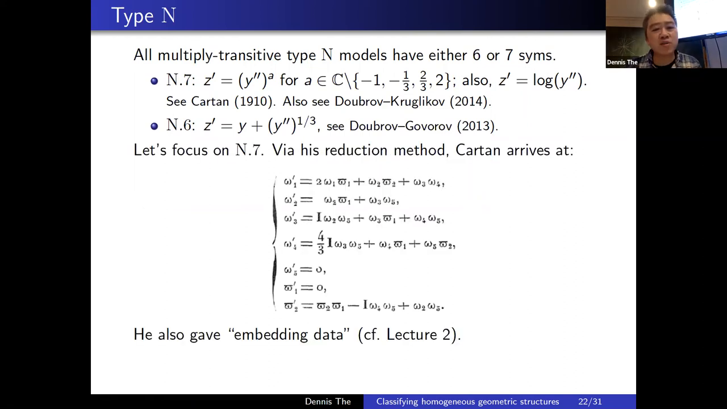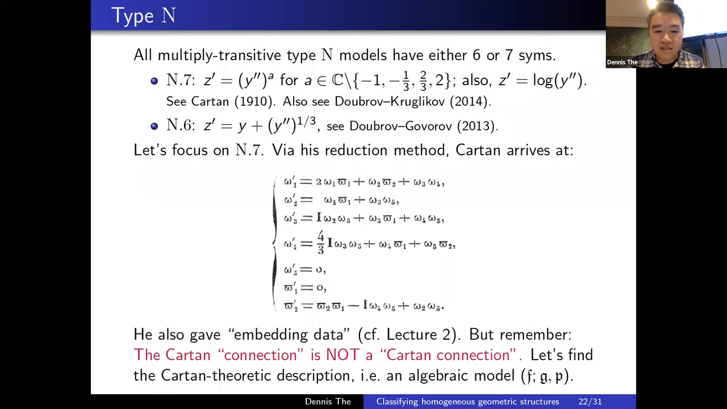Okay, so here we're just going to focus on the N7 case. Via his reduction method, Cartan arrives at the following structure equations. He also gave embedding data, which I'll refer to in lecture two. But the issue one may have with this is that the Cartan connection is not a Cartan connection. So let's find the Cartan theoretic description associated to this.